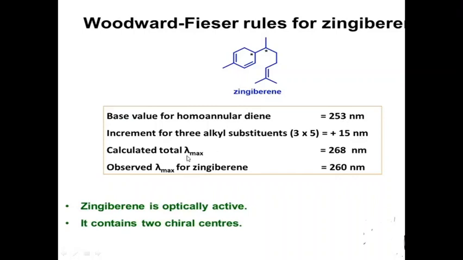So the total lambda max calculated will be equal to 268 nanometers, whereas the observed value for zingiberene is 260 nanometers, which is very close to this. So this gives evidence about the conjugated nature of the double bonds. Zingiberene, as you can see, contains 2 chiral centers, so it is optically active.